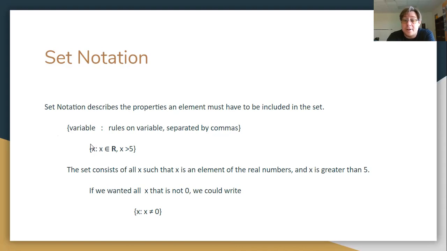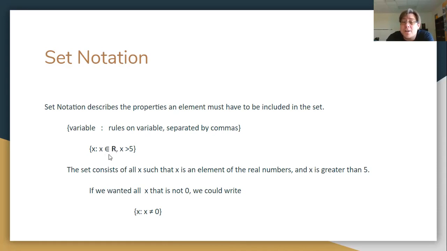You're going to say what the variable is, so x. You'll often see either a colon here, the 2 dots, or a vertical line. It basically means such that. And then it'll talk about any rules that apply, and they'll separate the rules by commas. Now this looks really scary or intimidating, but it just means that x has to be an element, that's what that backwards E looking thing is, of the real numbers.